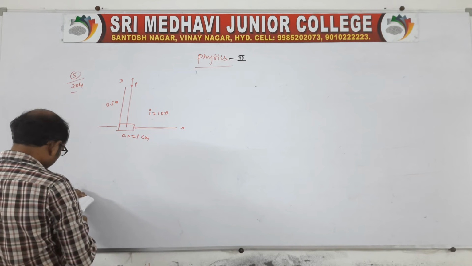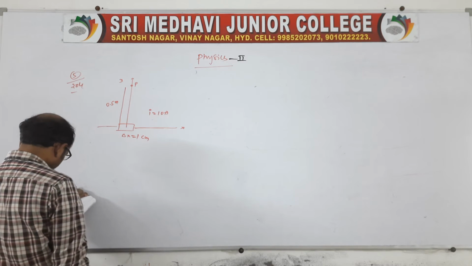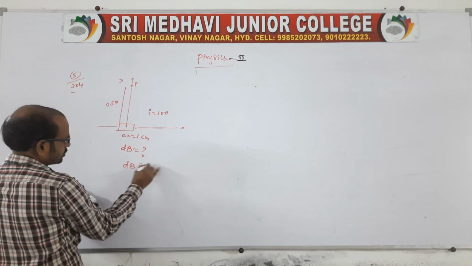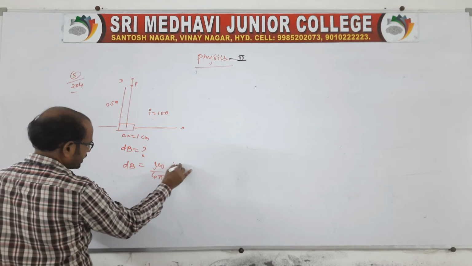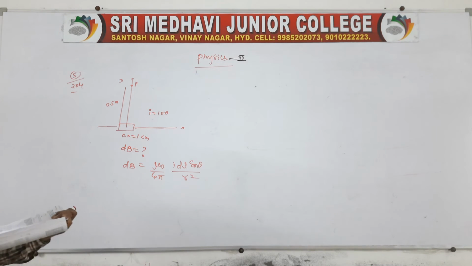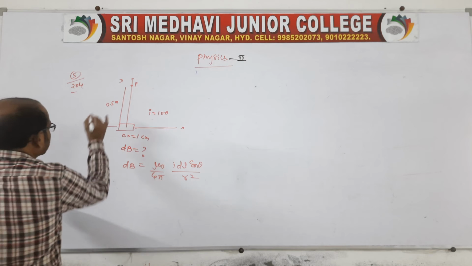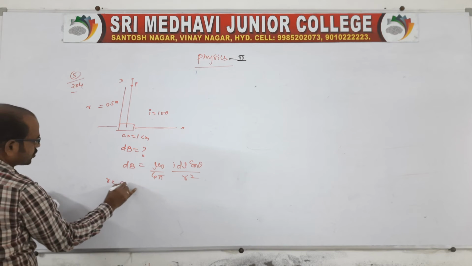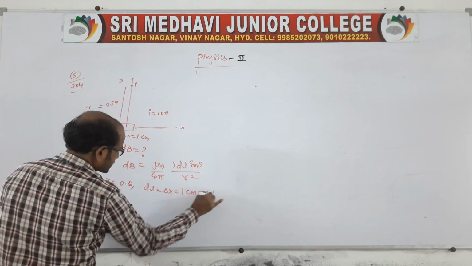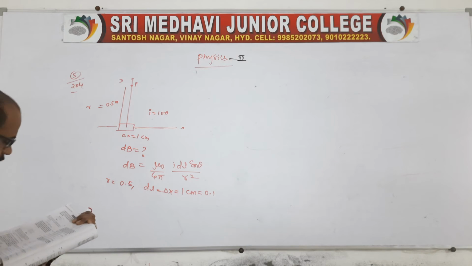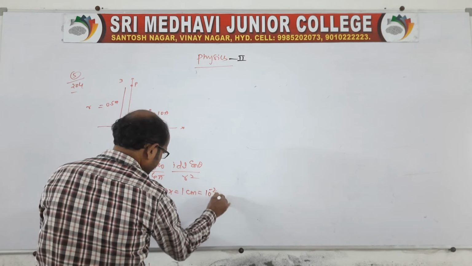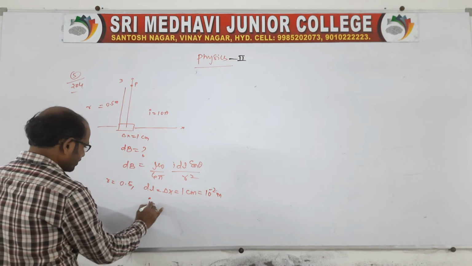Now it is asking about the magnetic induction, right? So dB we need to find. So we know dB is equal to mu naught by 4 pi into I dl sin theta by r square, of course. So the current is given and the radius, or we can say r, is given as 0.5. dl, or the length delta x, is equal to 1 centimeter, that is 10 power minus 2 meter, and the current is given as 10 ampere.